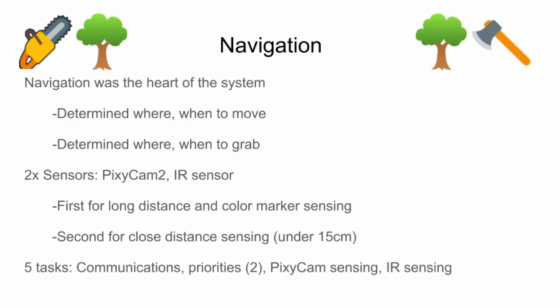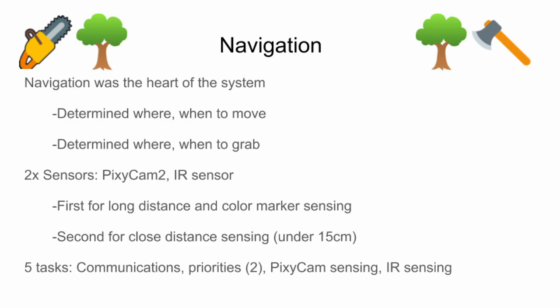Navigation was the heart of our system. It determined where the rover needed to move, when it needed to move, and when to grab. The ARM and rover had no communication or knowledge of each other, and all information was passed through navigation. There are two sensors on the rover used for this: a Pixie 2 cam, which is off the shelf, and the IR sensor, which is also off the shelf.